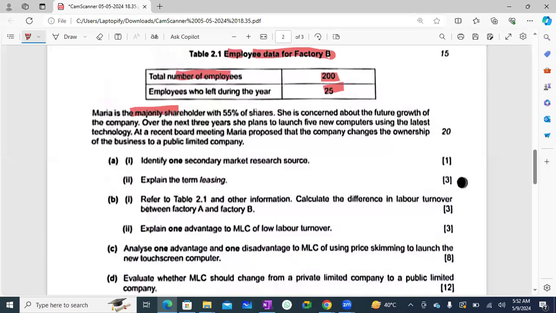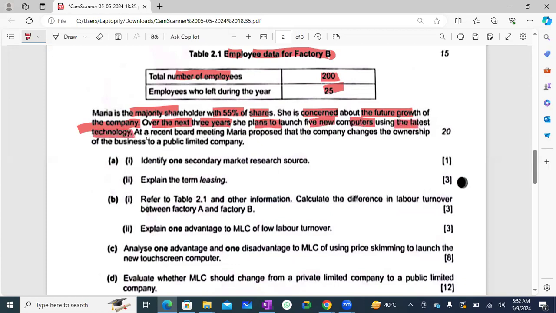Maria is majority shareholder with 55% of shares. She is concerned about the future growth of the company. So she is basically having a larger share of this MLC. Over the next 3 years, she plans to launch 5 new computers using the latest technology.